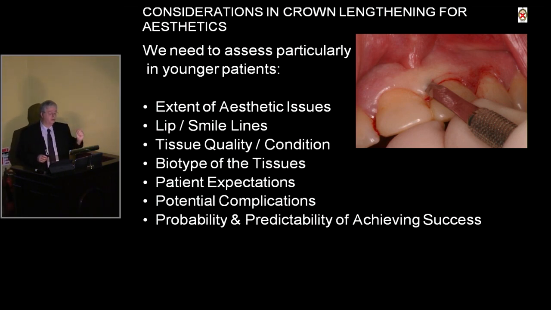In terms of considerations in crown lengthening for aesthetics, we need, particularly in young patients, to assess things like the extent of the aesthetic issue, lip smile lines, tissue quality and condition, the biotype of the tissues. What are the patient expectations? What are the potential complications? And what is the probability and predictability of achieving success? And when we're doing that in the aesthetic zone, it is important that we get it right.